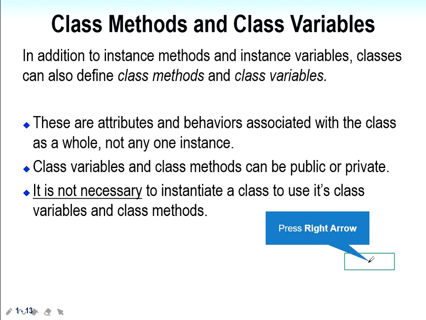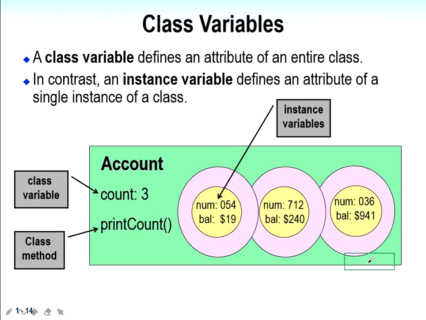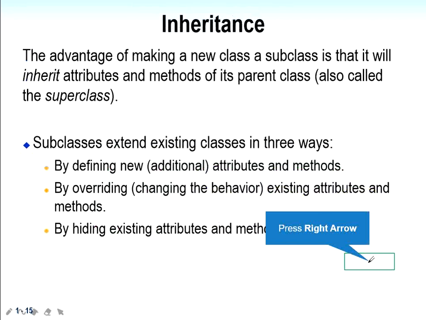Then we have something called class methods and class variables. We'll see this later on, right? Same thing, variables and methods. We'll see this. But firstly we'll see the basic concepts of OOPS, which is inheritance.